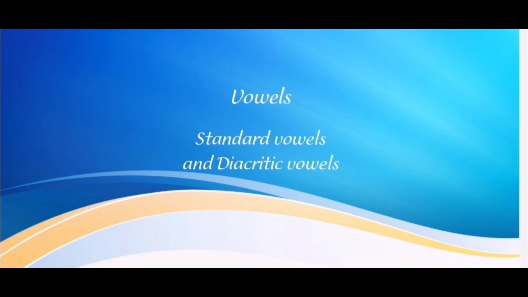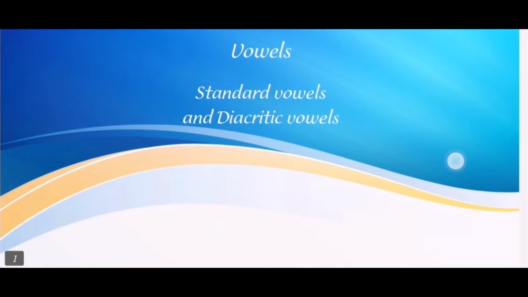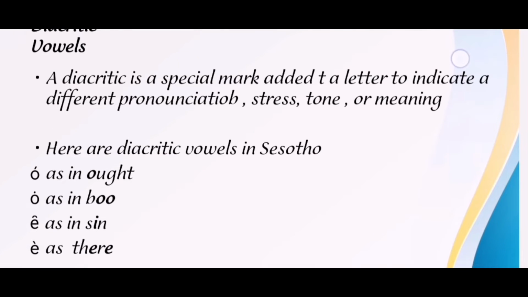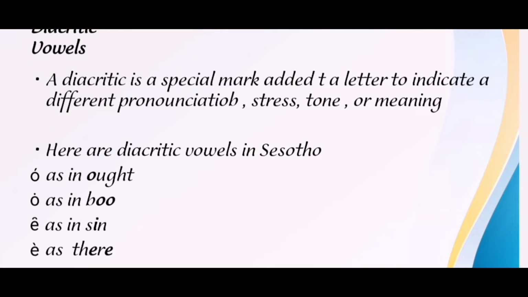So this lesson is going to cover vowels, the standard vowels that we all know, A, E, I, O, U, which is pronounced A, E, I, O, U in Sesotho. But we also have diacritic vowels, which I would like to explain, and how we can differentiate them from the standard vowels.